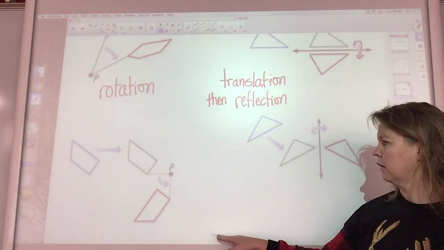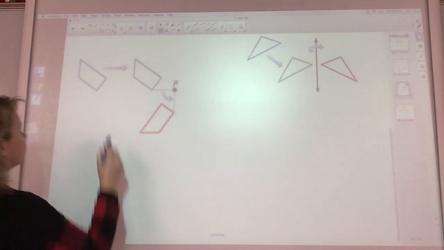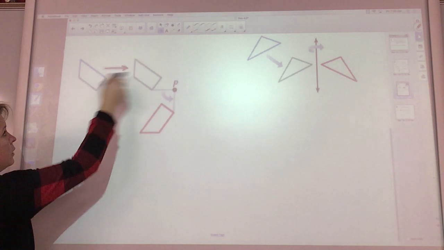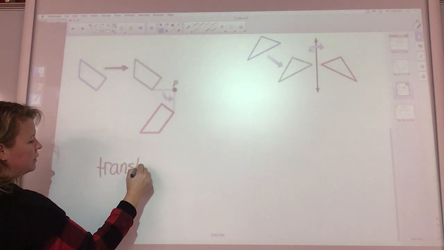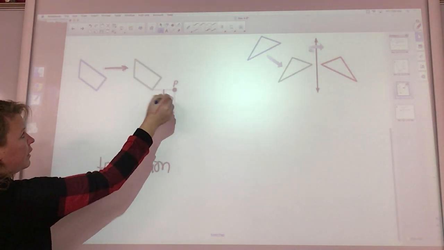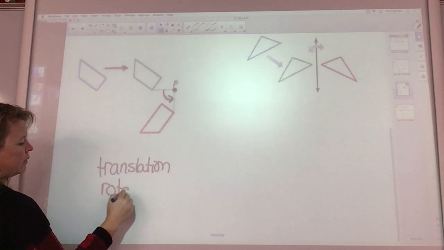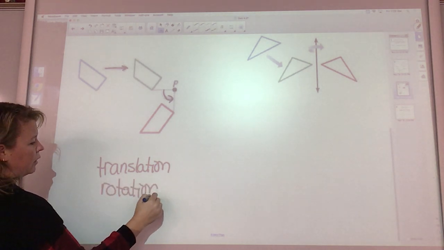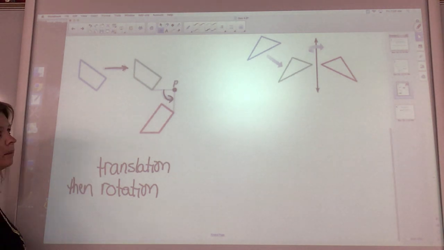Same thing over here. You've got two different arrows, which means you have two different rigid motions. First, we're taking the blue and translating it. So we have a translation. First translation, then spin it around point P, which makes it a rotation. Translation, then rotation.